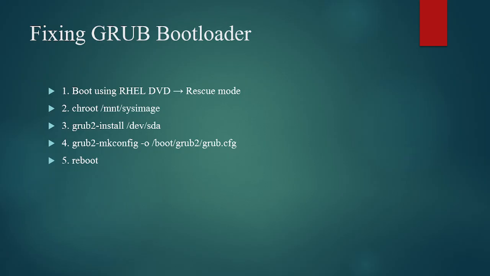So there are small steps to recover the grub bootloader. First, you have to attach your DVD to your Linux server. Then boot using RHEL DVD. Then go to the rescue mode. After that, type chroot /mnt/sysimage command. After typing that command, you can run the grub2-install /dev/hda command. With the help of this, you can fix your grub bootloader.